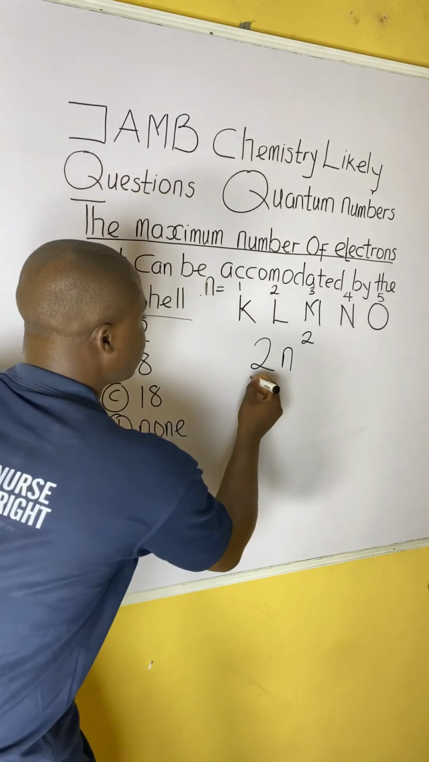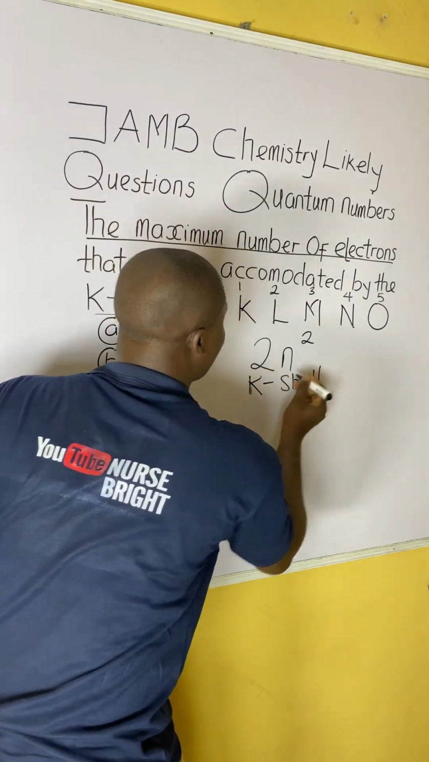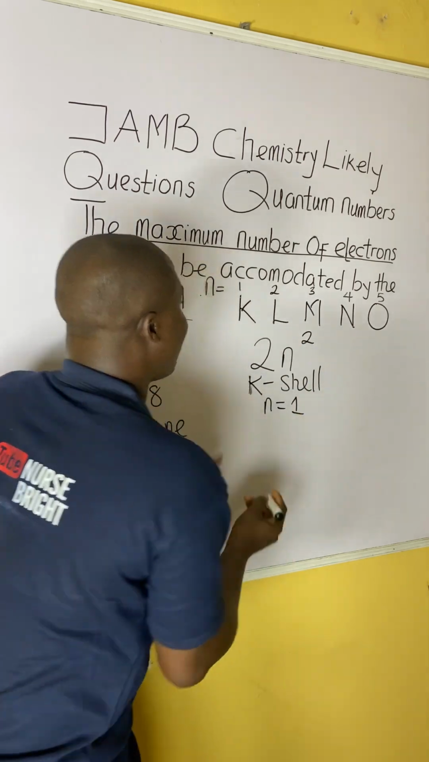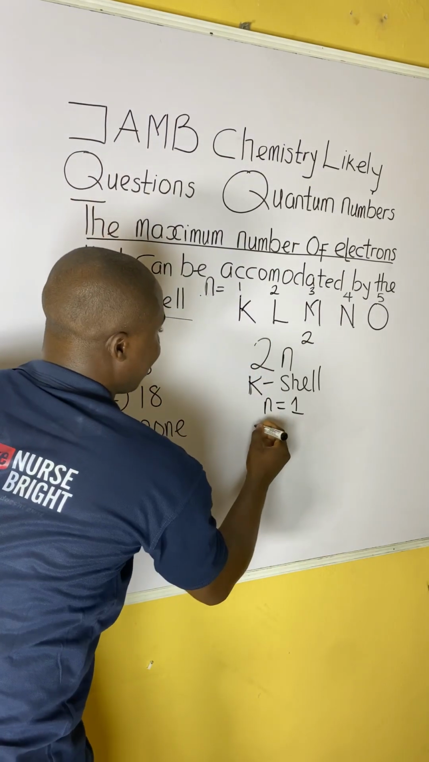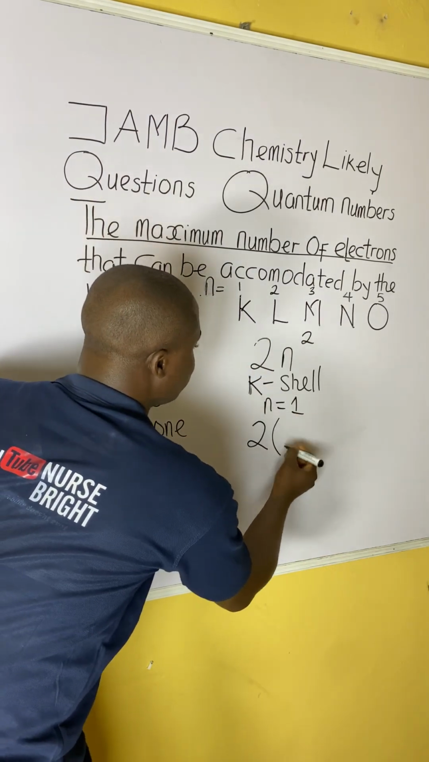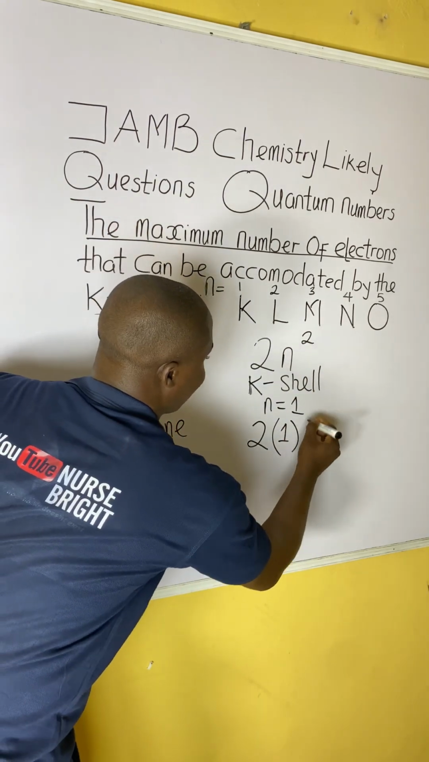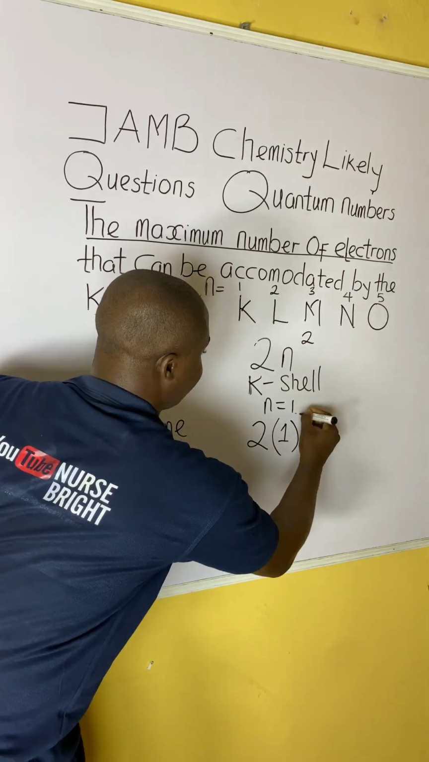It's very simple. Since they are asking us about the K shell, remember what the n value for the K shell is. We've agreed it is 1. So moving further, using our formula, it's going to be 2 into, what's the n value? 1, close bracket, raised to the power of 2. I believe you are following. All these things are very simple.